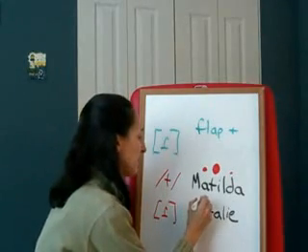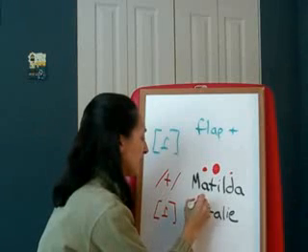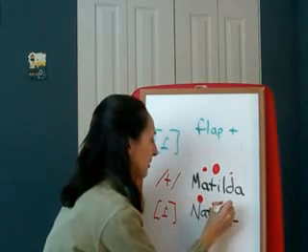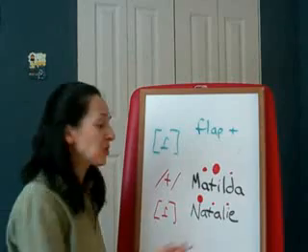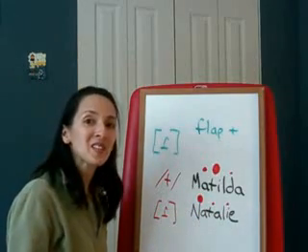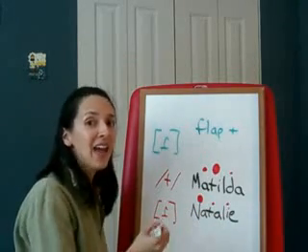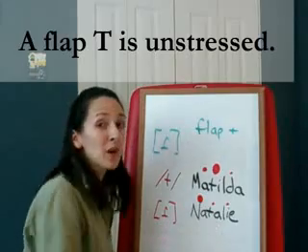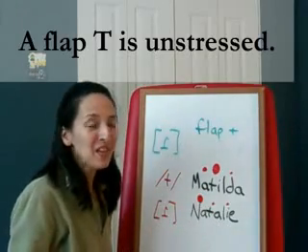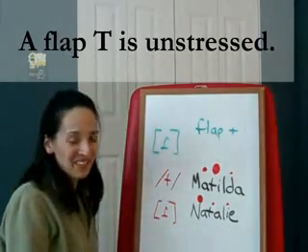In this name, we have three syllables, and it's the first syllable that's stressed, Natalie. The T is part of an unstressed syllable, so we use the flap T.